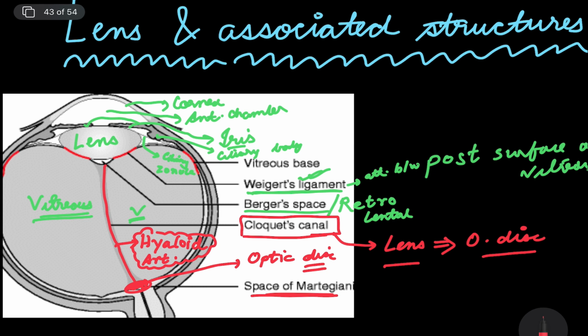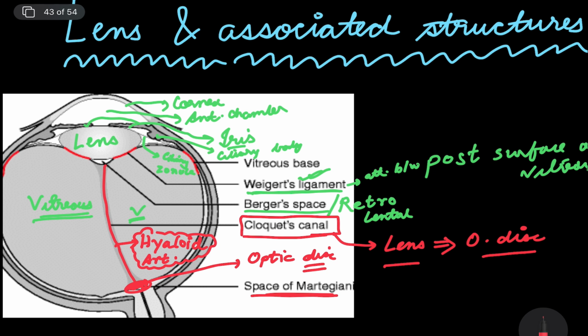Then what did I just say a few minutes ago? The lens is an avascular structure. If the lens is an avascular structure, then how is a hyaloid artery supplying it? What is going on? This is a paradox. I'm contradicting myself.